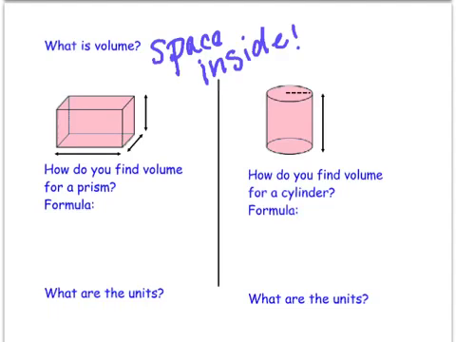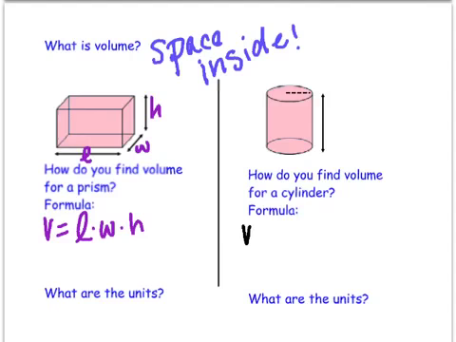So the formula, if you look on your little fancy dancy sheet, is volume equals length times width times height. Now this is our length, this is our width, and this is our height. Now we're going to talk about a cylinder, how to find the volume for a cylinder. The formula for that is volume equals pi times r squared, which is our radius, times our height. Now this is our height, and this is our radius.